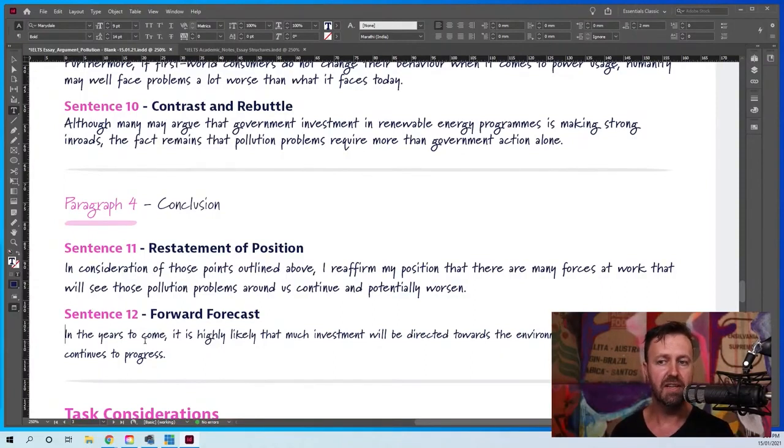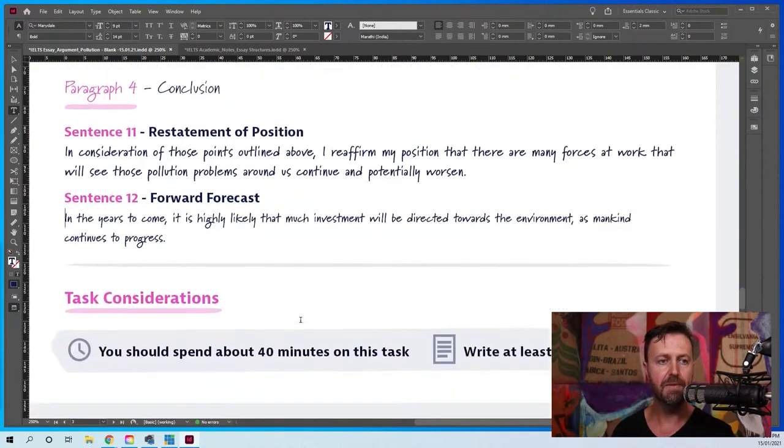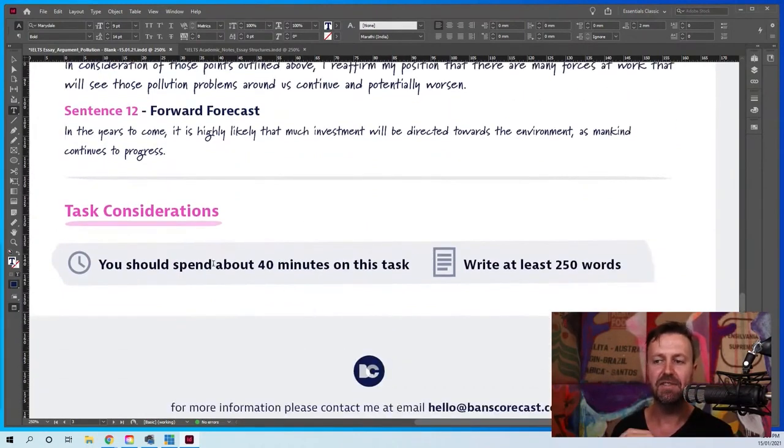That's it. We've finished the essay. Done, guys. So let me just go down the page a little bit further. So here we are. Sorry, I think my little camera on the screen has been blocking some of my essay writing. That's fine. You can check it later. Task considerations. Remember, you spend about 40 minutes on this task, and you need to write at least 250 words, which we have done here.